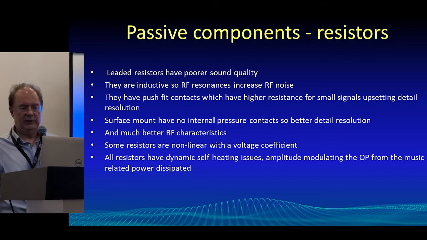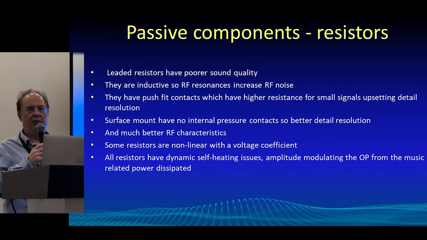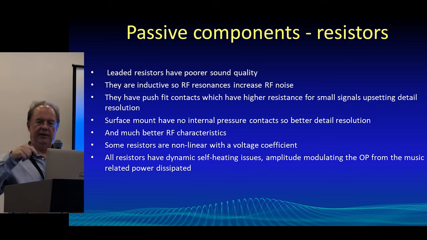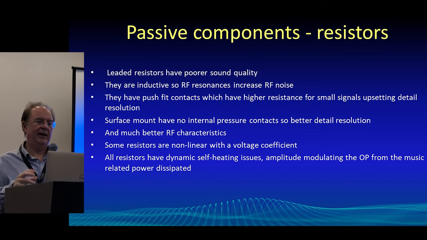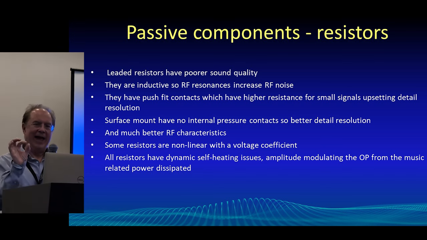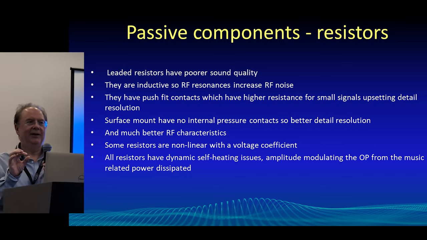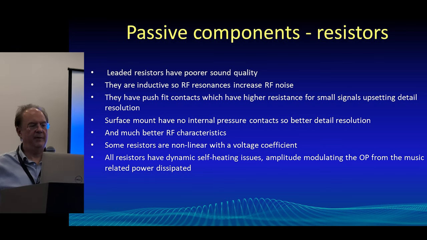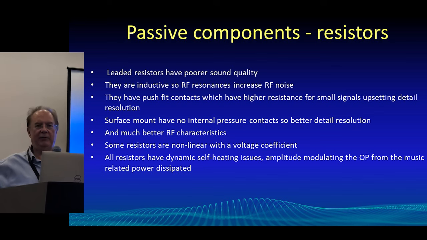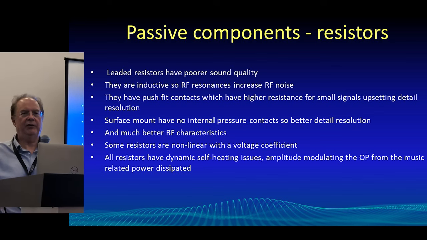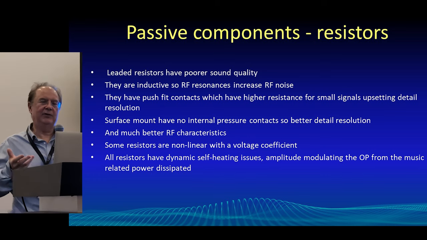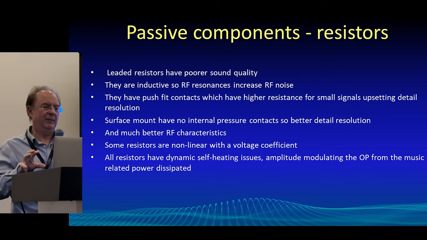Resistors. Leaded resistors have much poorer sound quality. They are inductive because the way that leaded resistors are made is it's a ceramic body, and then a metal film is encoded as a spiral onto it, and then it's trimmed, and that spiral is an inductor. In fact, any physical length of a track is inductance. So 1 millimeter is 1 mH worth of inductance, roughly as a rough number. So RF resonances within a resistor is going to increase RF noise. They're also capacitive. When it goes across the trap, you get this capacitance. So a resistor is a combination of resistance, self-inductance, and capacitance.